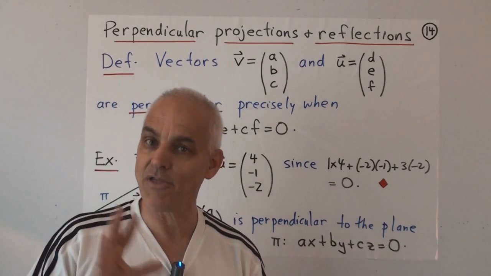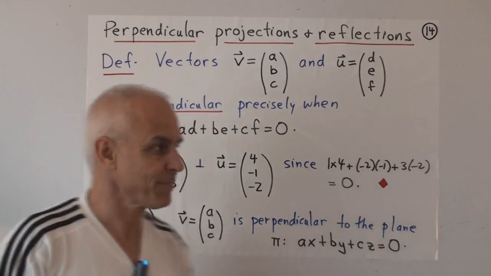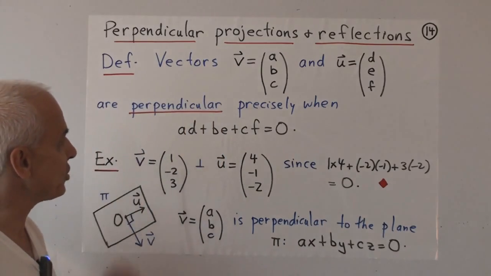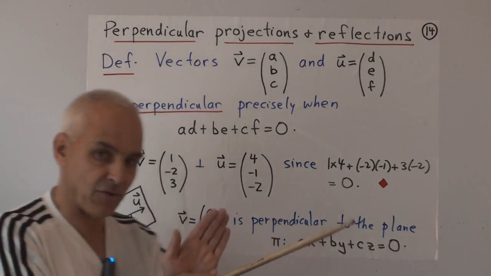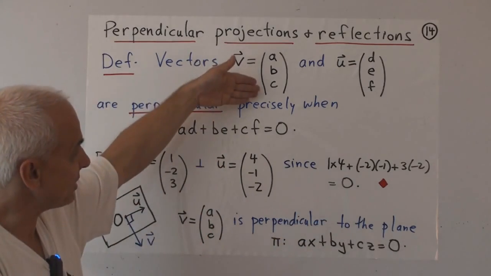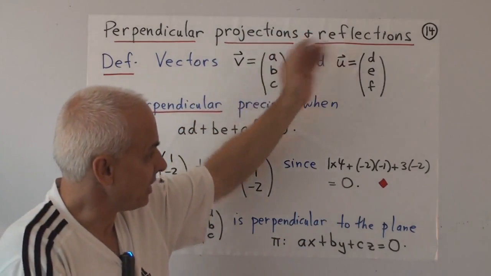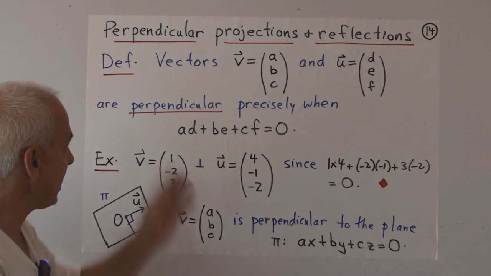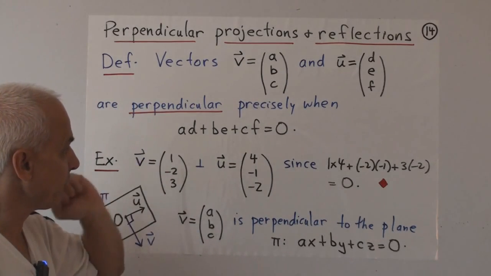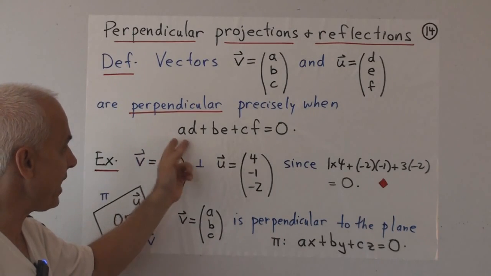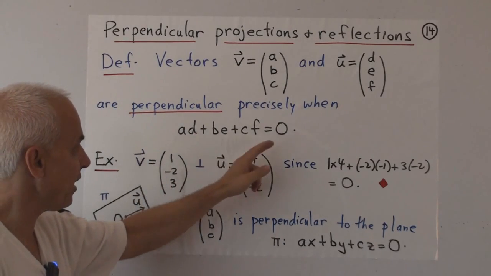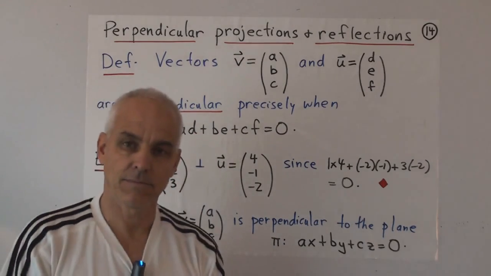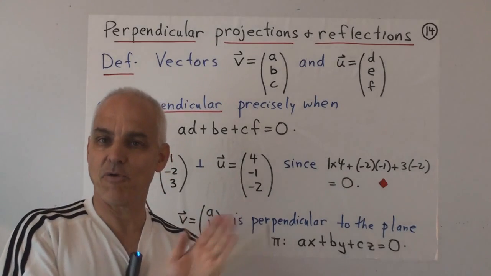but there are also other possibilities too. So what is the definition? Let's frame it in terms of two vectors. If we have one vector A, B, C and another vector D, E, F, then we say that these vectors are perpendicular precisely when AD plus BE plus CF equals 0. That's our definition of perpendicularity.